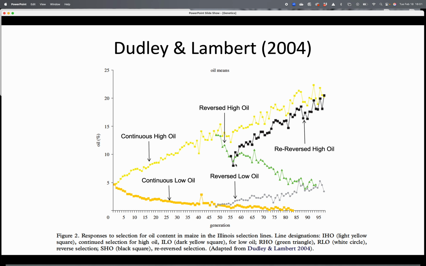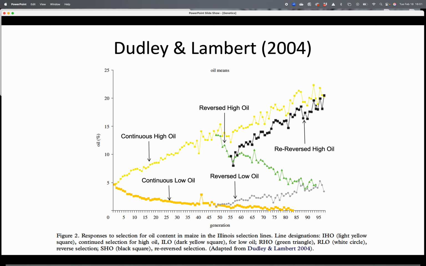About 10 generations after that, the reversed high oil lines, they re-reversed, and they continued some of the plants on the selection for low oil, but then re-reversed it so that they now have a second line that is being selected for high oil. And you see that both of those lines respond to that selection really well. But when we get out to around 90 generations, the continuous high oil population here in yellow is beginning to converge with the reversed high oil line up here.